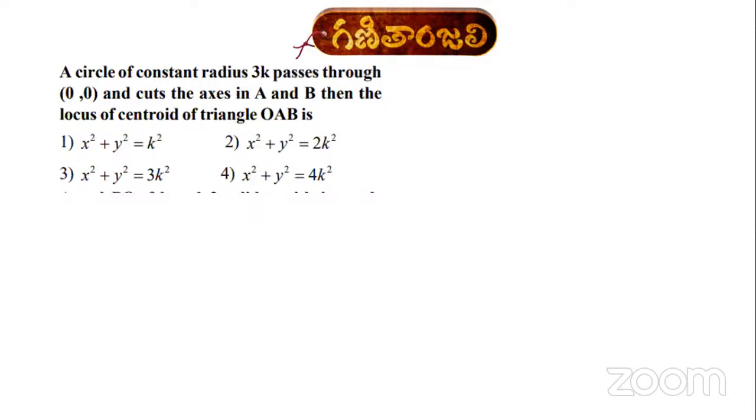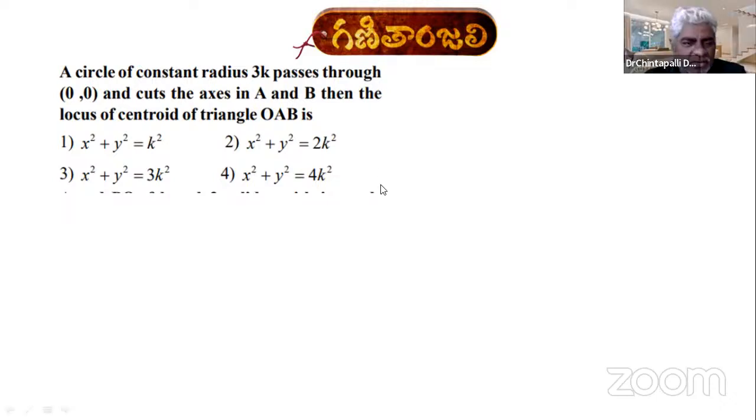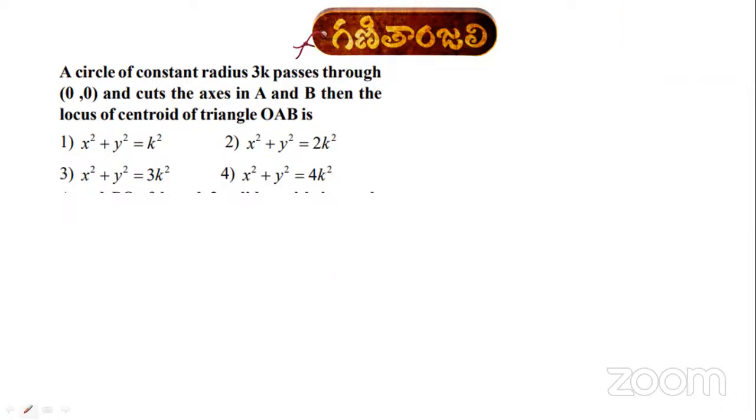Very good. Now, a circle of constant radius 3k passes through the point 0, 0 and cuts the axis in A and B, then the locus of the centroid of triangle OAB. Sankiti, what is centroid? What is centroid? x1 plus. I'm not asking the formula.